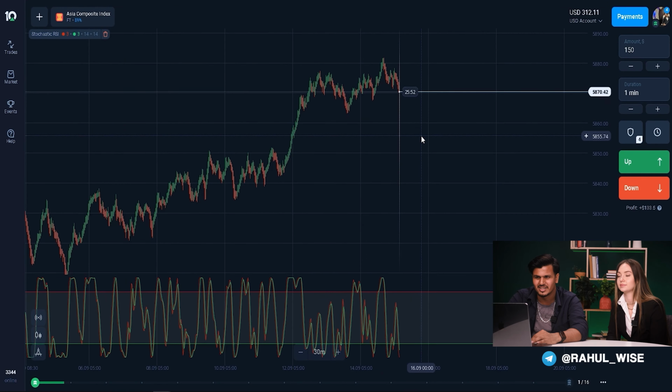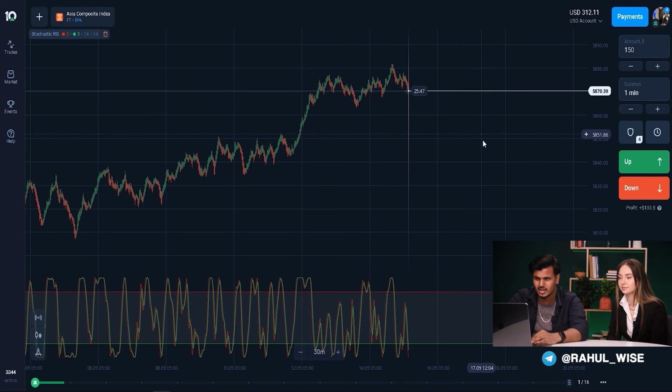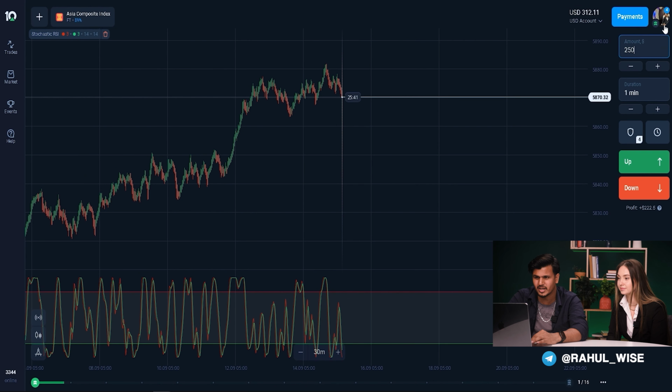Let's move on. The indicators show that the chart is oversold, the upward pullback continues, and in this case, I will also open an increased deal, but in the amount of $50. Well, I'm confident in your strategy and that this deal will also be successful.